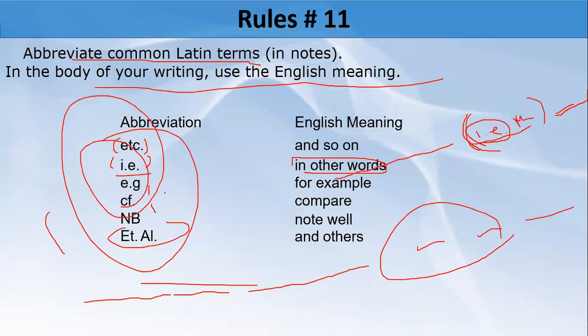Things are changing now. Rules, norms are changing now. People have started writing these things outside the parentheses as well, as part of our sentences.